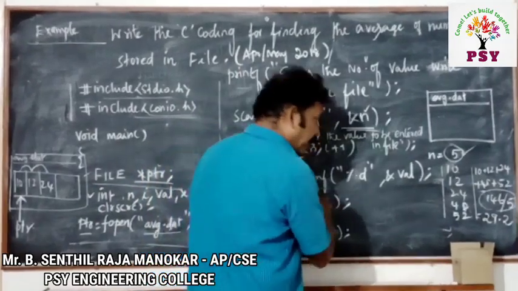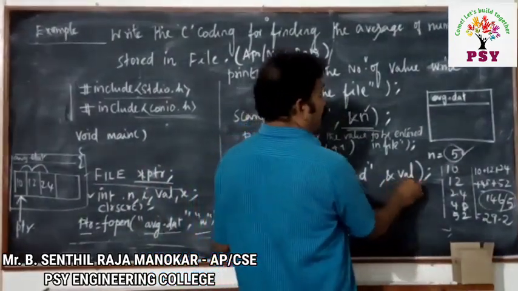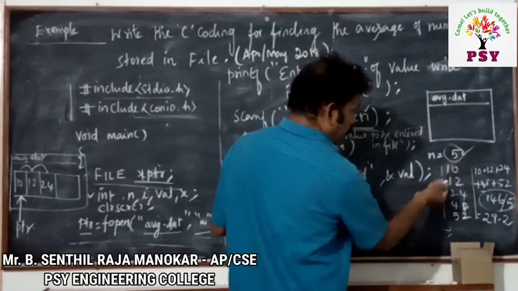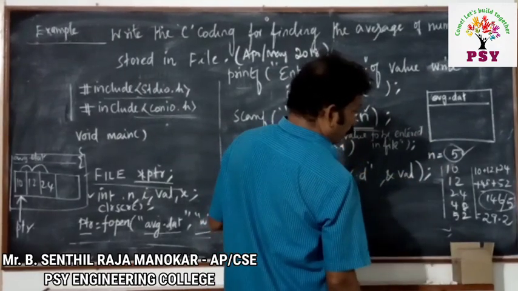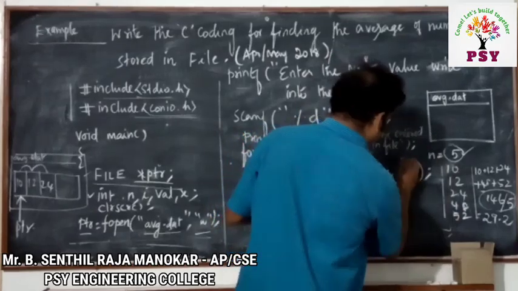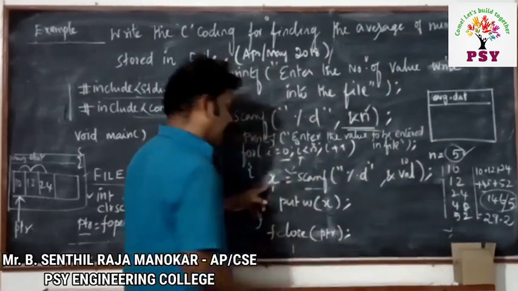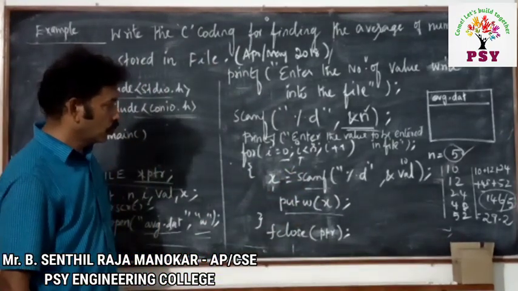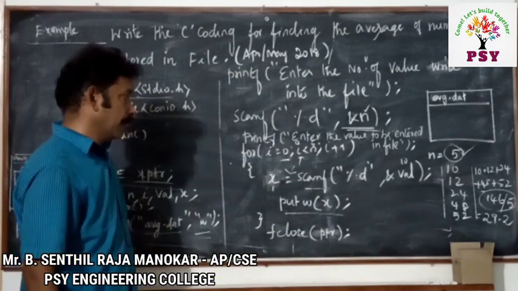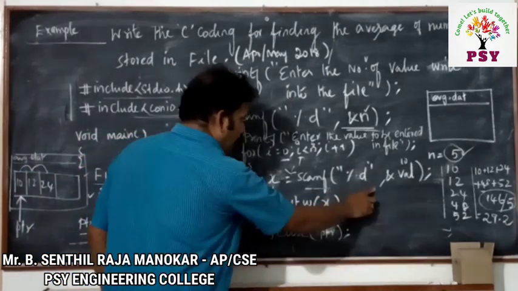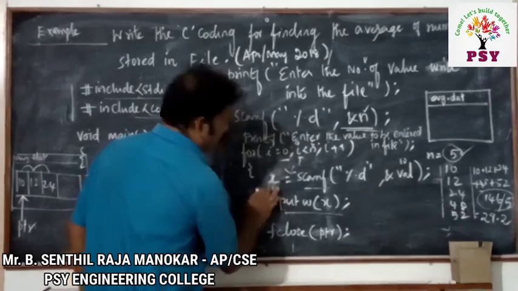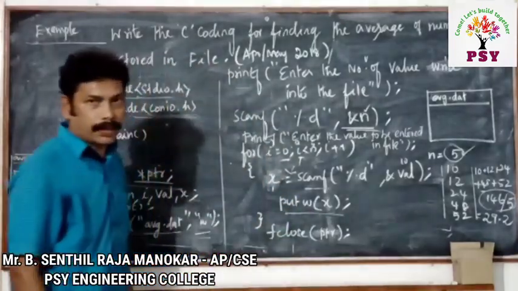So scanf percentage d, then ampersand of val. Val is a variable which holds the value. For example, 10 is going to be stored here, and x is going to be put into the file with putw. One thing we can do is, after getting the value, i can be used here with val also. We don't want to use another variable. That is also possible, no problem at all.